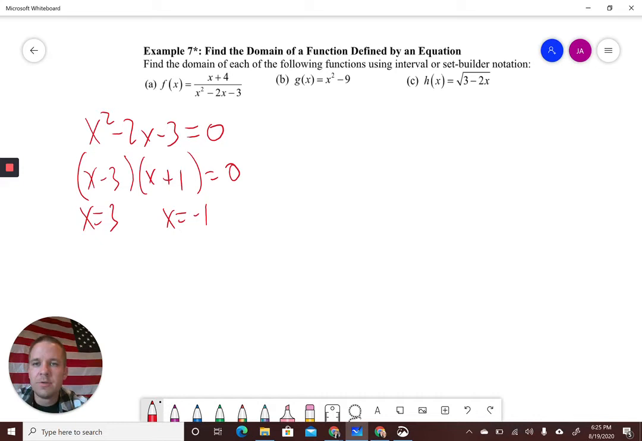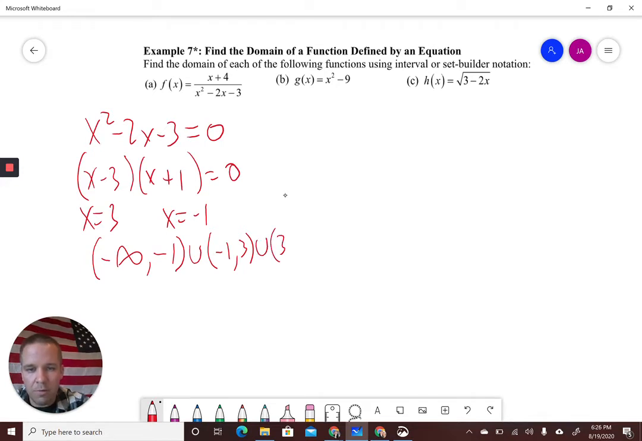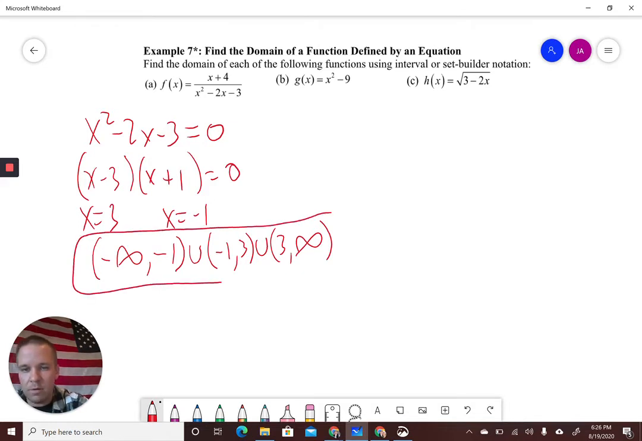Cool. So when I'm writing this out, I'm going to start with negative infinity. I'm going to go to -1, not include it, pick it back up with -1, not including it, right? We don't want that in our domain. Then go to 3, union again, almost forgot my union, and then 3 to infinity. Okay, so that would be our interval notation.